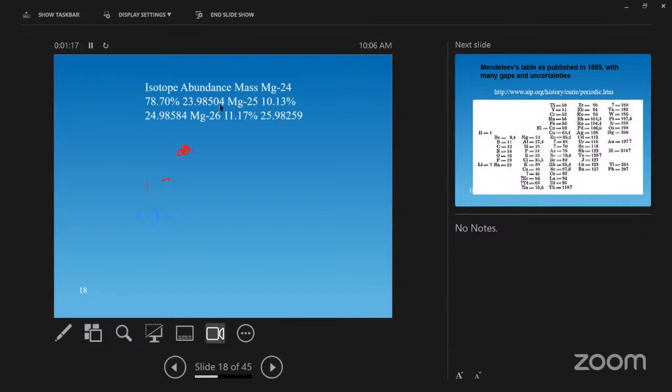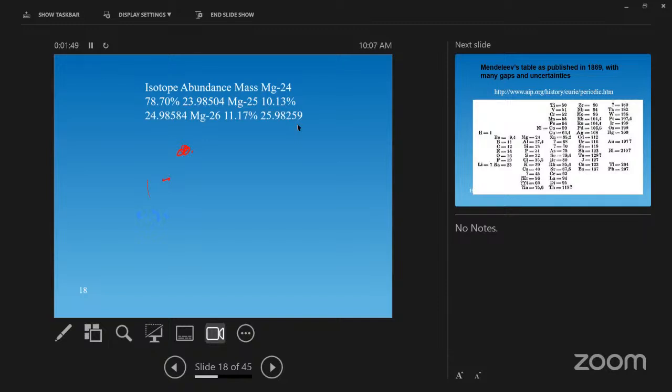0.7870, round it off to four sig figs, and do the same for the others. 0.013 multiplied by 24.9854, and the same thing for the other isotopes. When you get those results, again, you have to round off to the correct number of decimal places, which I'm not sure what it will be since I have not worked it out. Let me try to work this out here.